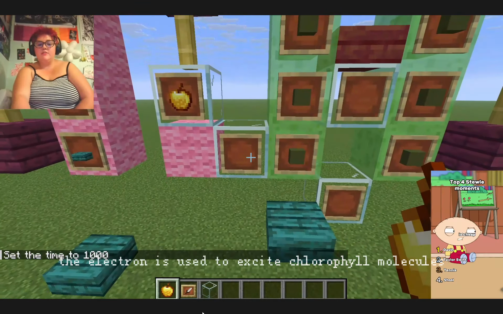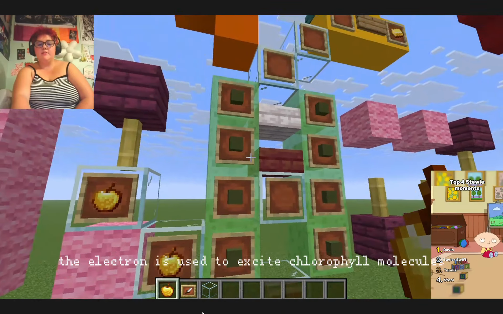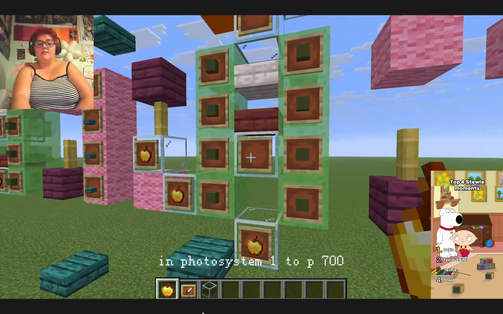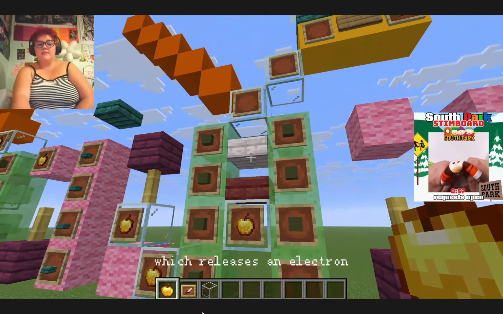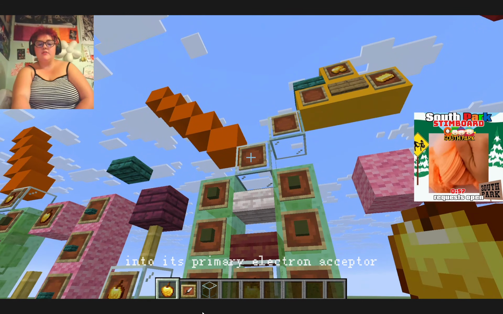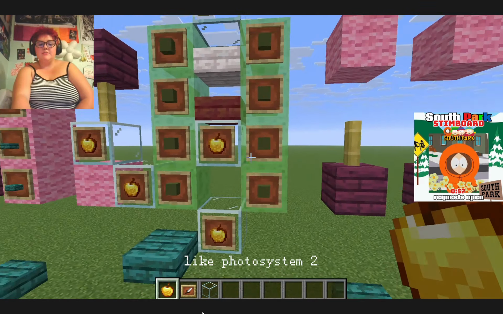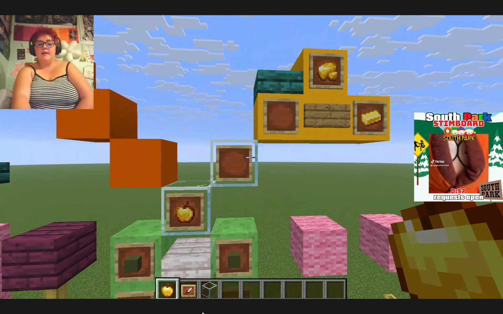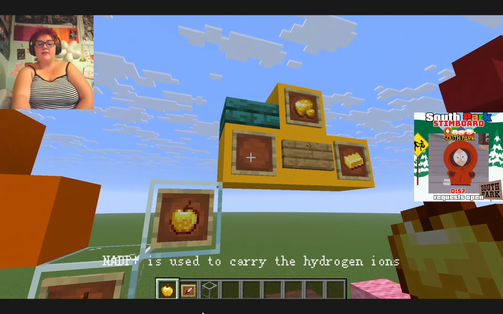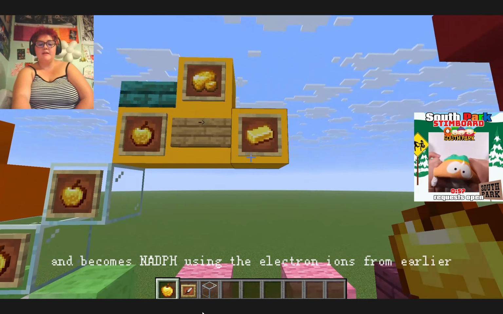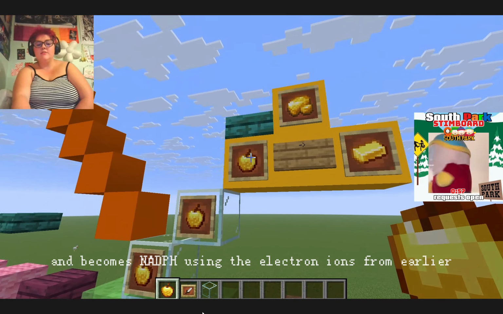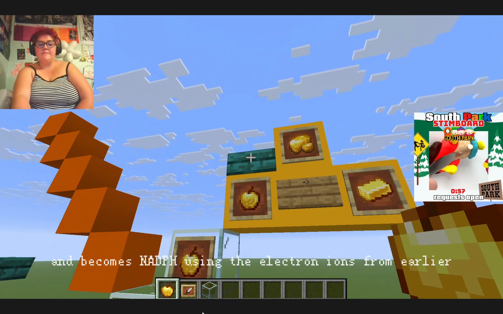From here, the electron is used to excite chlorophyll molecules in photosystem 1 to P700, which releases an electron into its primary electron acceptor, like photosystem 2. Then, NADP+ is used to carry the hydrogen ions and becomes NADPH, using the electron ions from earlier.